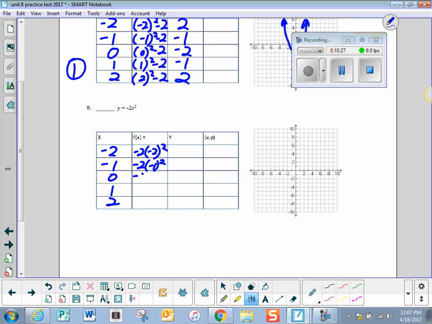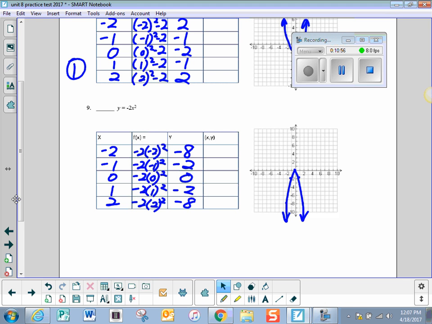I'm on the wrong side. No, but I did it like that. Okay? 4 times negative 2 is negative 8. 1 times negative 2 is negative 2. 0, negative 2, negative 8. So negative 2, negative 8. Negative 1, negative 2. 0, 0, 1, negative 2. 2, negative 8. Okay? Alright, that would be worth 1 point.